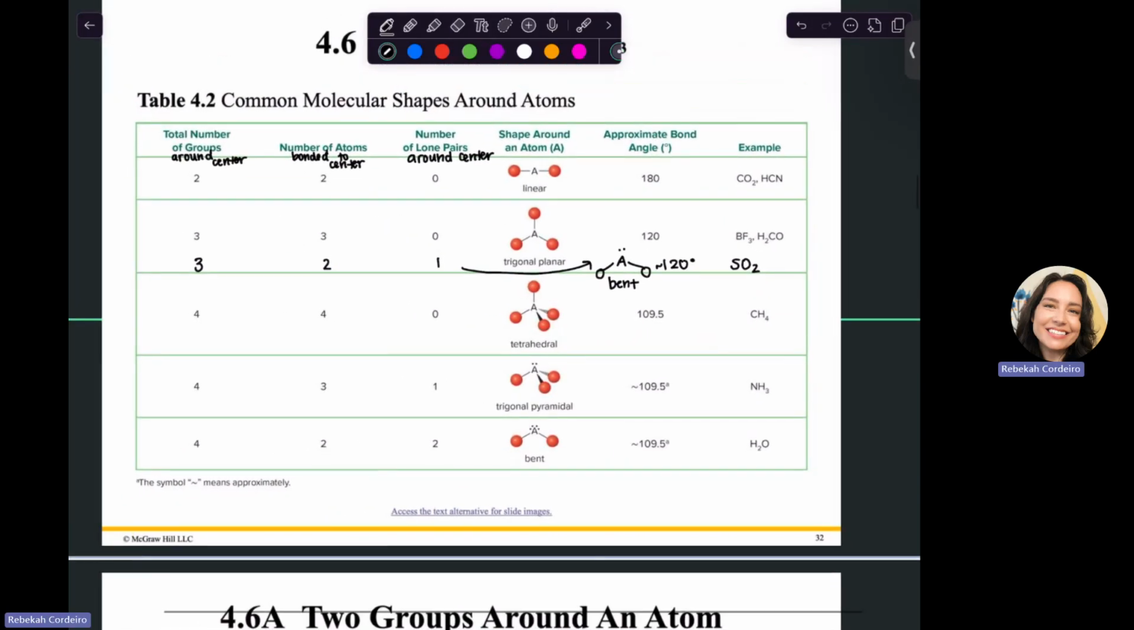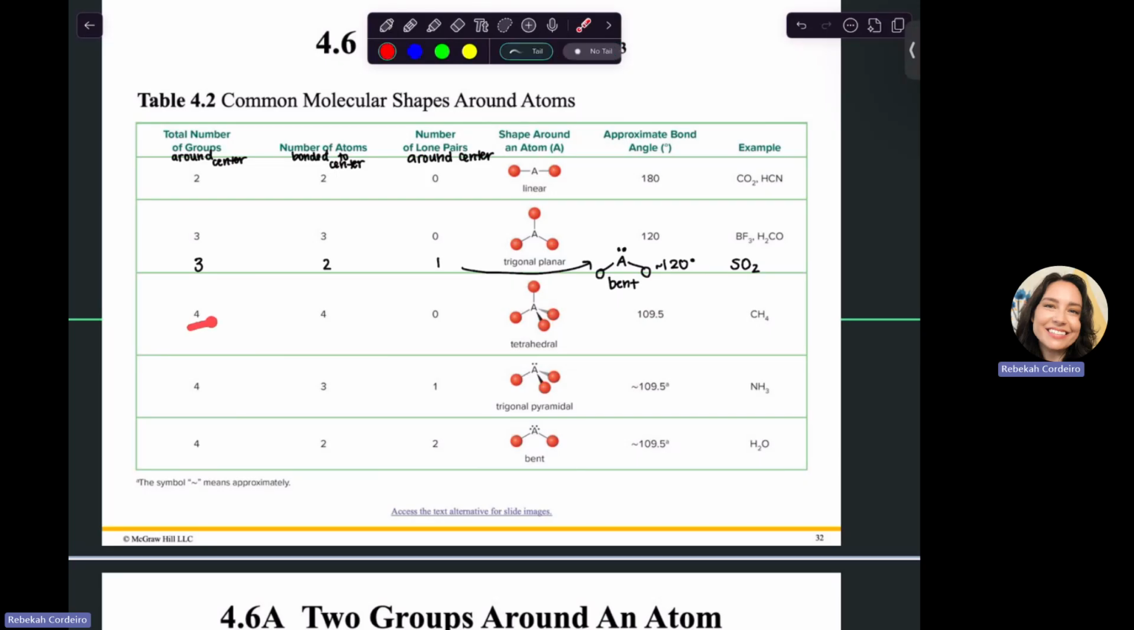The reason it's a little bit less than or around 120 is because when you have lone pairs, they take up more space and push down on those bonds. Again, in class, I'm going to show you some models and we'll do a little bit of a fun activity to think about these different shapes.